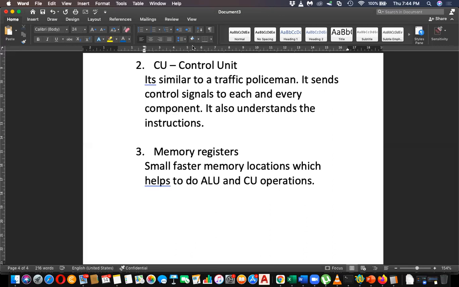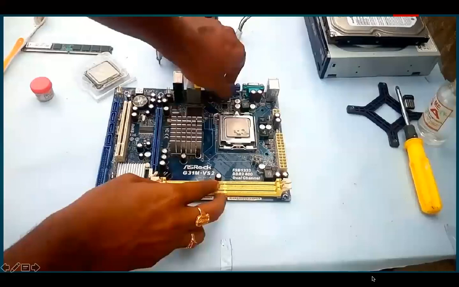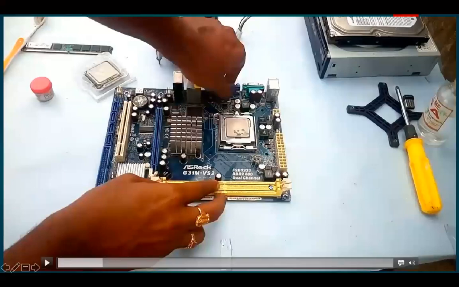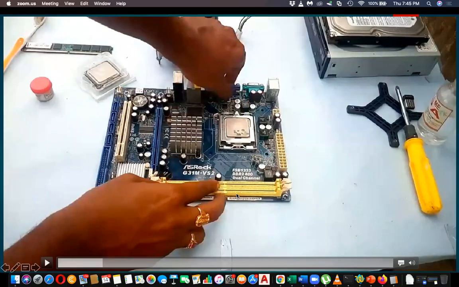No, RAM is outside. ALU, yes, correct. CU, and memory registers. Yes, ALU, CU and memory registers. That is there in the book. So what are the other things which are not there in the book? Does anyone know?